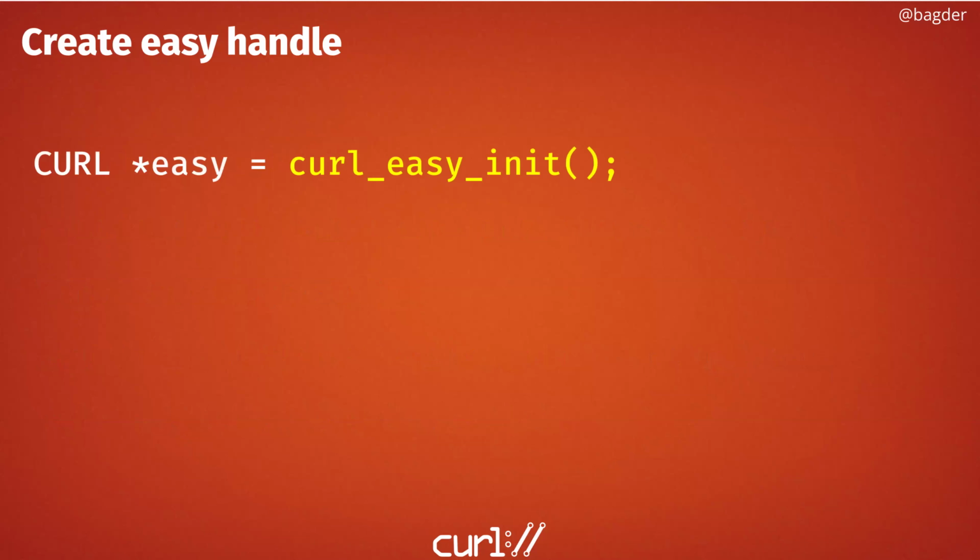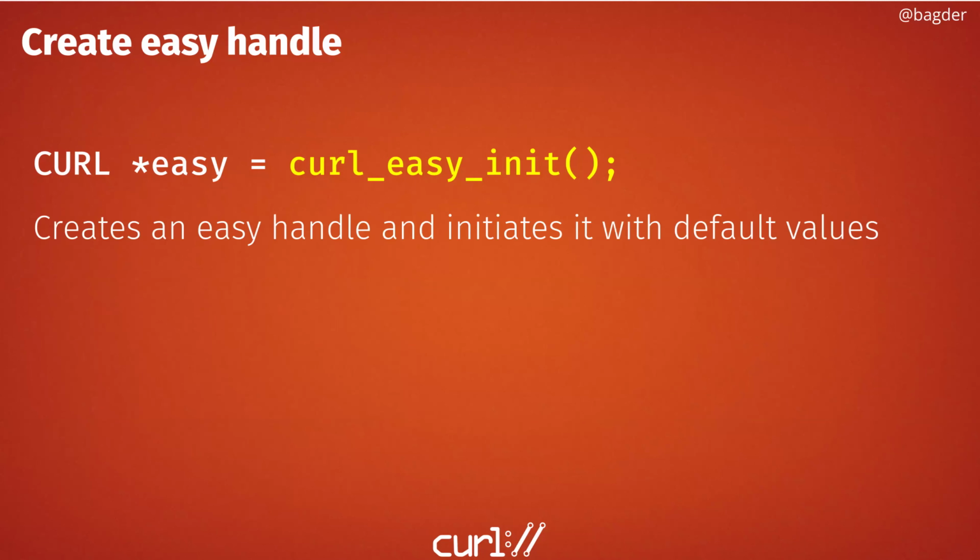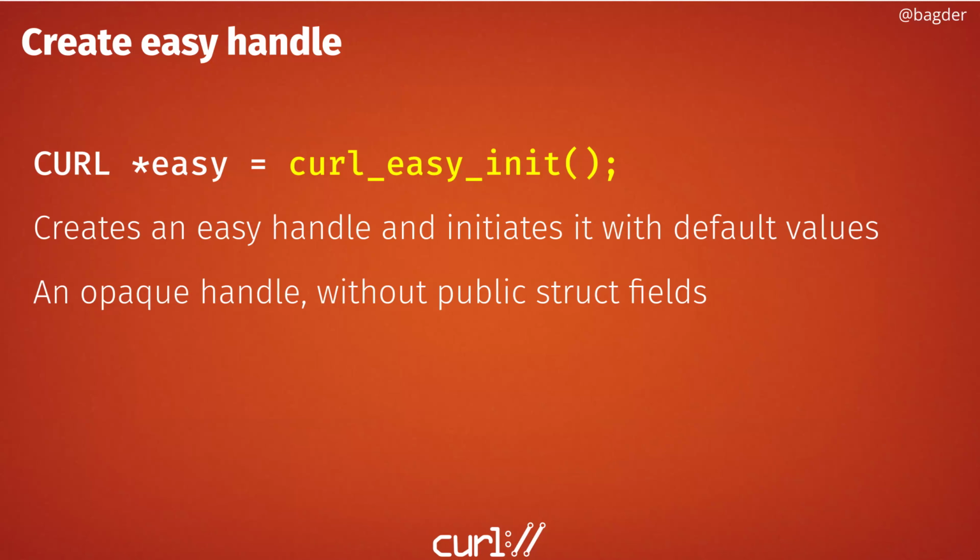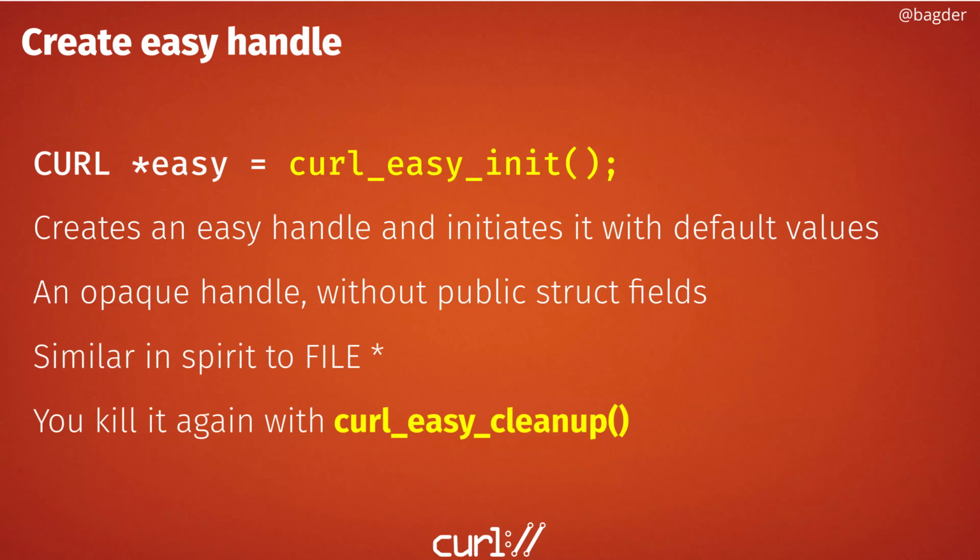So you basically create an easy handle. I mentioned that. And the way to create an easy handle is curl_easy_init. It returns a handle, and the handle is just a pointer, right? A pointer to an object that you don't know anything about. And it gets initialized to a bunch of default values. So it'll make a default transfer, and you can't extract anything. You can't read anything from that struct. And you clean it up again once you're done with curl_easy_cleanup. So that's the init and the corresponding cleanup when you're done.